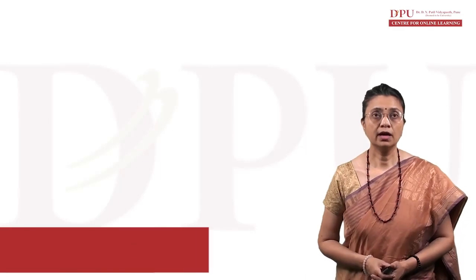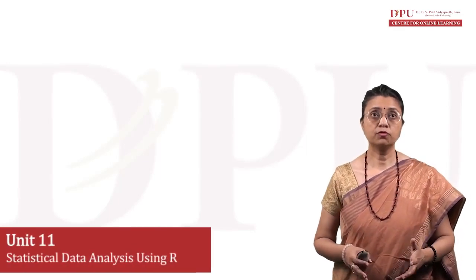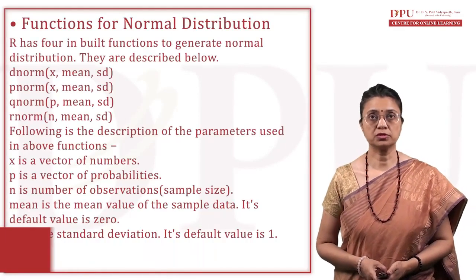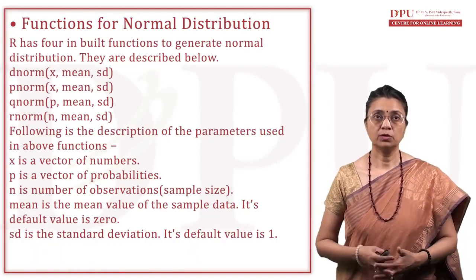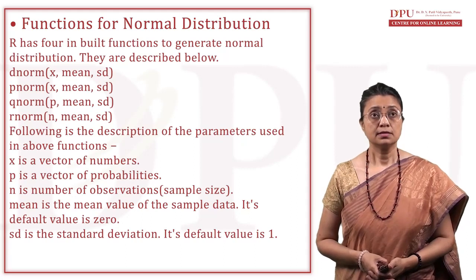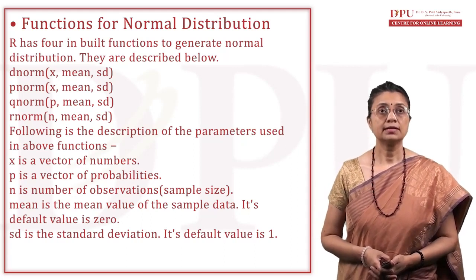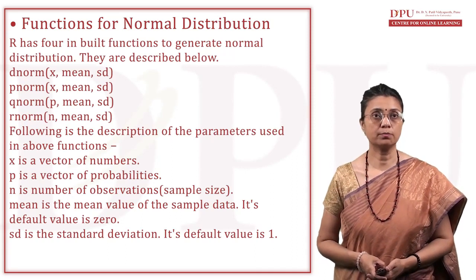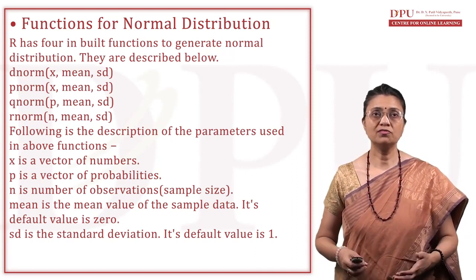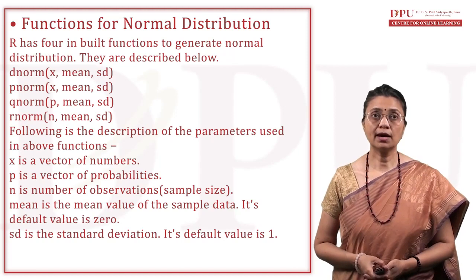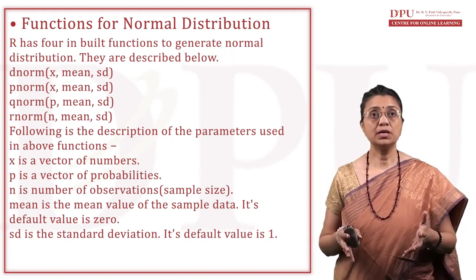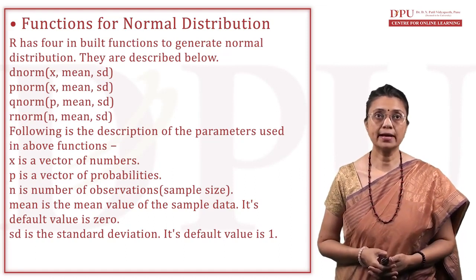So students, now let's talk about 4 R functions which are available for normal distribution. They are described below as we can see. First function is dnorm, second is pnorm, third is qnorm, and the fourth one is rnorm. So students, when we are talking about dnorm, we are basically taking x as the vector of numbers, mean and standard deviation as the parameter.